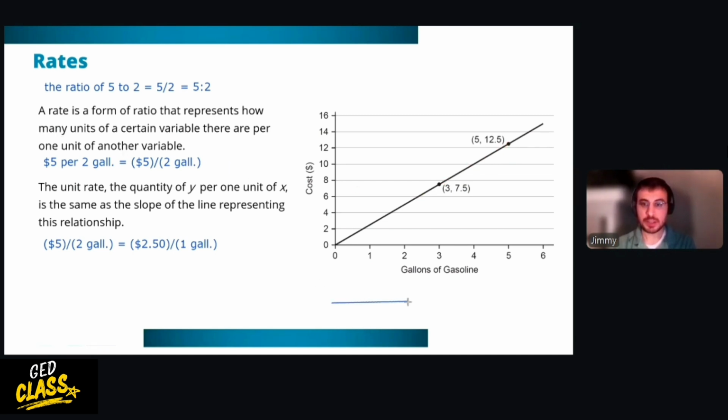I'll do that down here. You take the difference between the y values. So in this case, we'll take 12.5 minus 7.5. That's because the y values, the vertical step, that's cost. So let me put this over here. We get $12.50 minus $7.50.